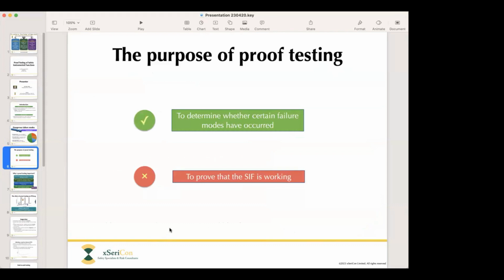All we can demonstrate is that certain discoverable failure modes have not occurred at the moment at which we do the test. And then, of course, as soon as we walk away, those failures may actually occur during the time since the last test. So there is a gradually accumulating probability that failures have occurred since the last test. So all we can do is reset the probability of those failures having occurred back down to zero. And that's what we're trying to achieve with proof testing.